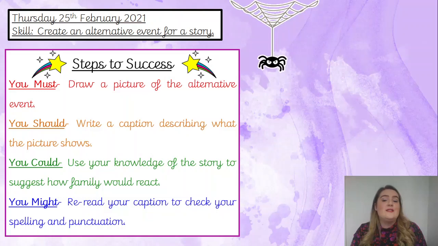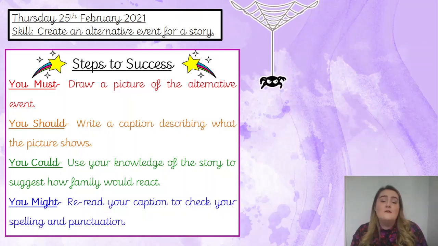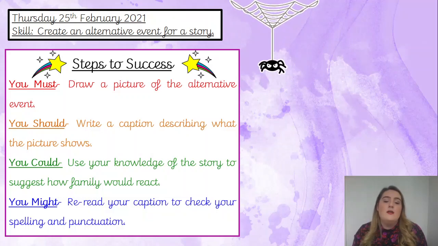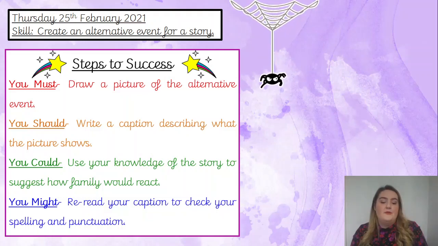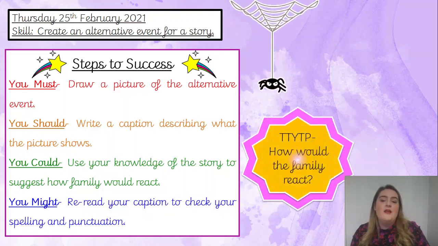A really important skill that we are learning in year 2, isn't it, is to reread our writing to make sure we've got those capital letters, full stops at the end, making sure that our spellings are correct, especially those tricky word spellings and those words that we write lots and lots, okay? So it's really important that we take the time to reread the caption, okay? And you're not doing too much writing today, so it shouldn't take too much time to reread it at the end. Okay, so I want you just to think, how would the family react before you go on to start the challenge?